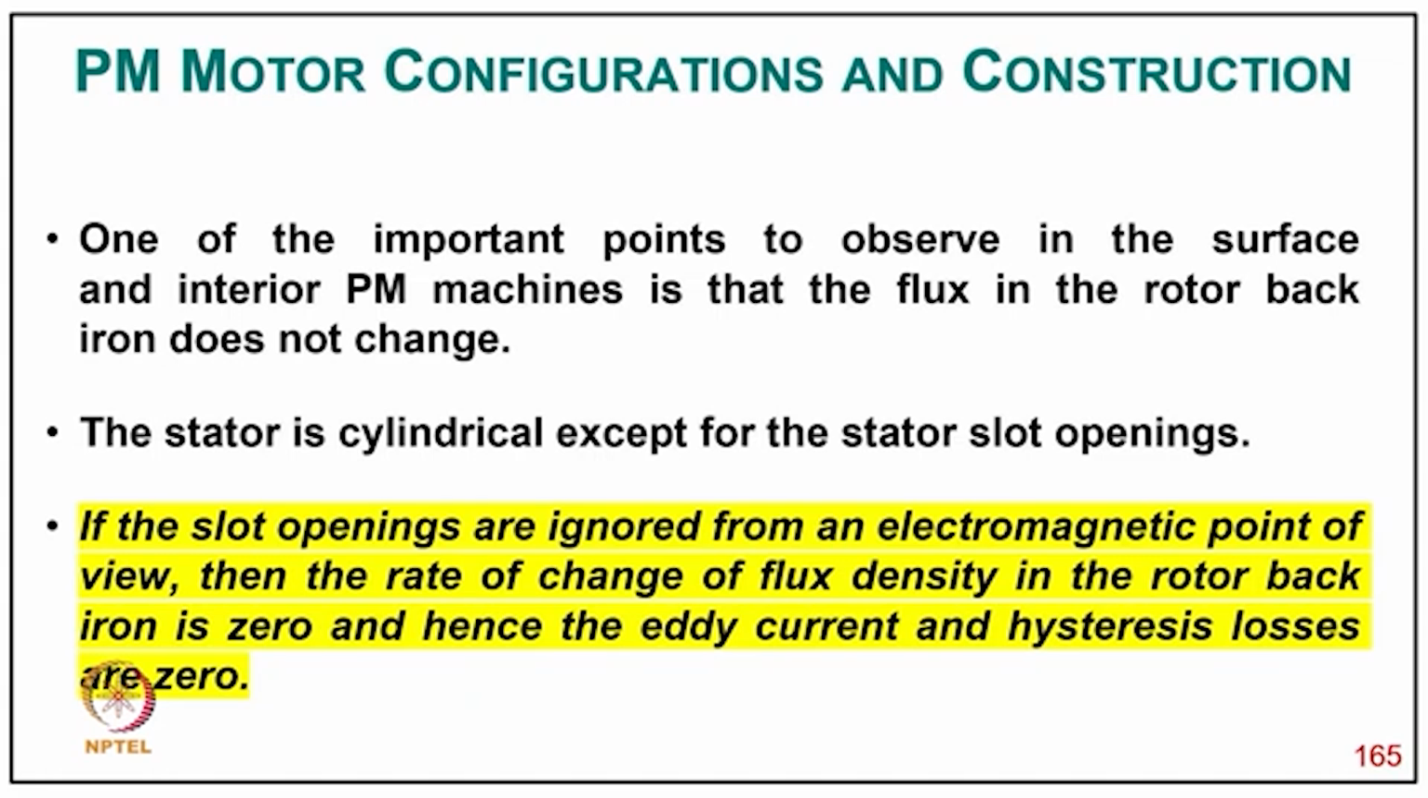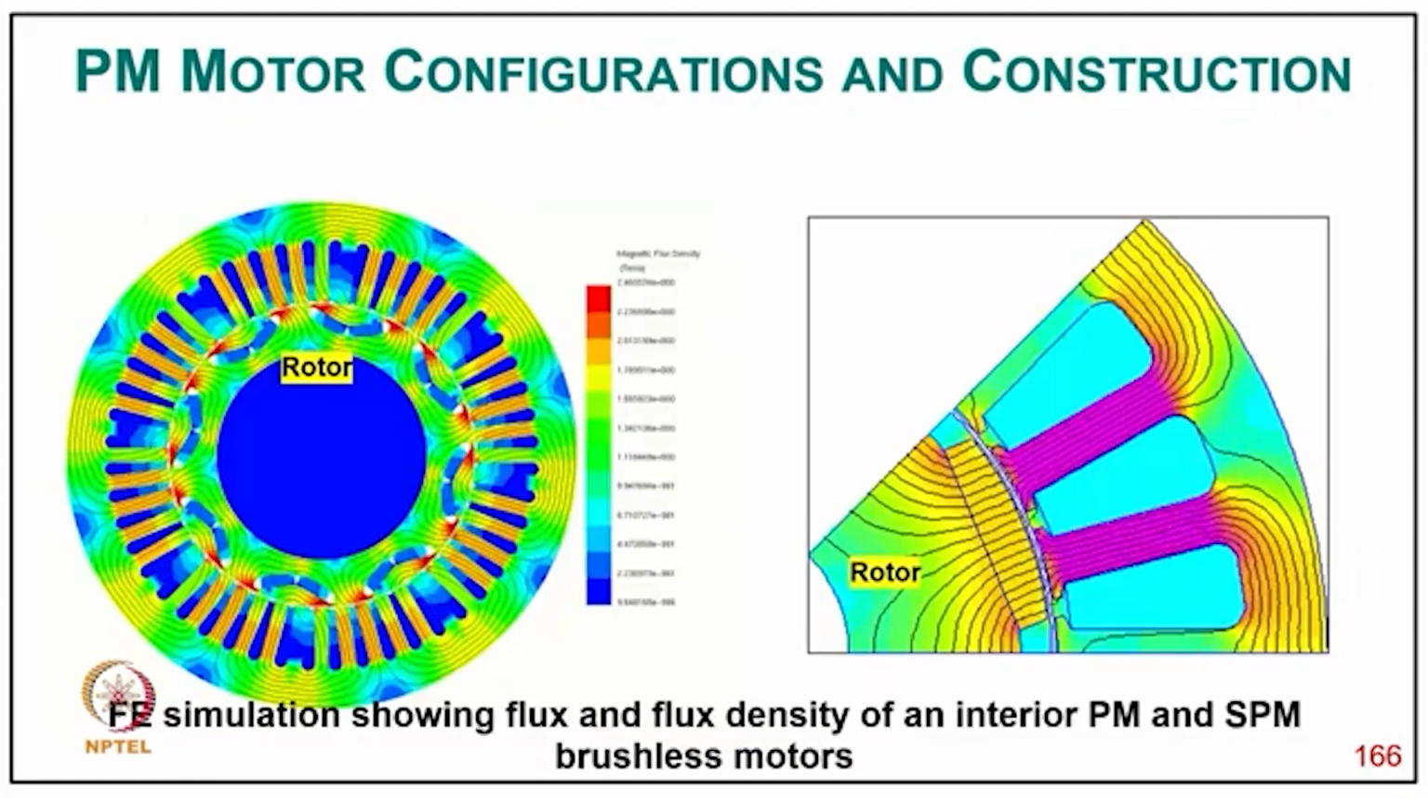One important point to observe in the surface and interior magnet machine is that the flux in the rotor back iron does not change, and the stator is cylindrical except for the stator slot opening. So, if the stator openings are ignored from the electromagnetic point of view, then the rate of change of flux density in the rotor back iron is 0, hence the eddy current and hysteresis losses are 0.